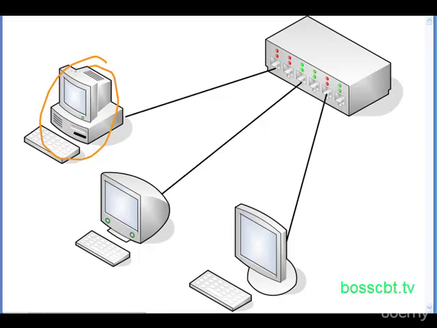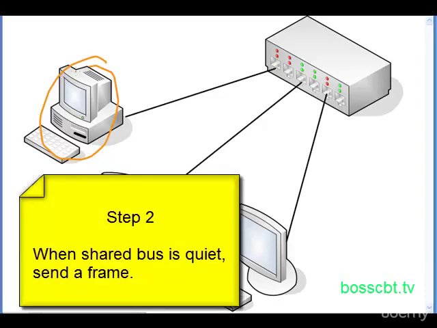Step two is, if it is quiet, this PC is then clear. It has the okay to transmit a frame. So it sends the frame out onto the network.